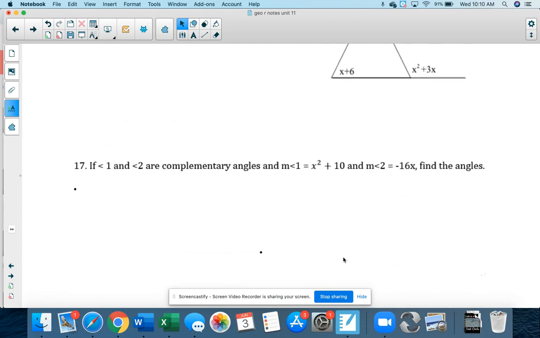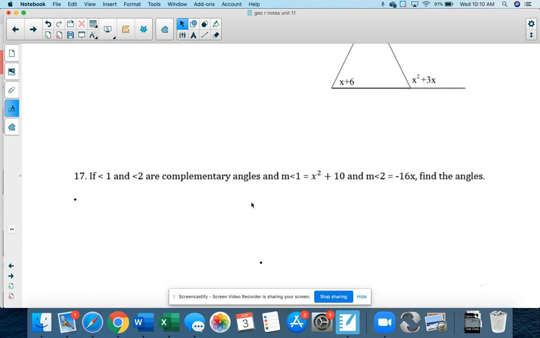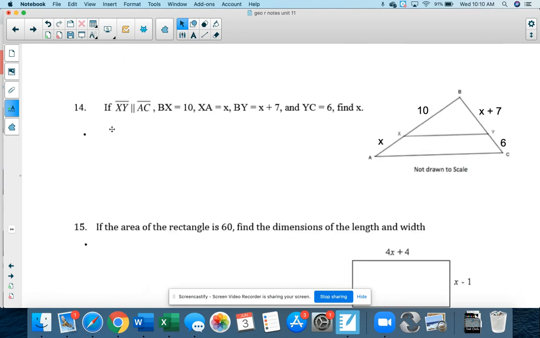And in 17, I have complementary angles. Complementary angles equal 90. So pause the video, see if you can set up those equations, and then I will just start it and you can check your answers.